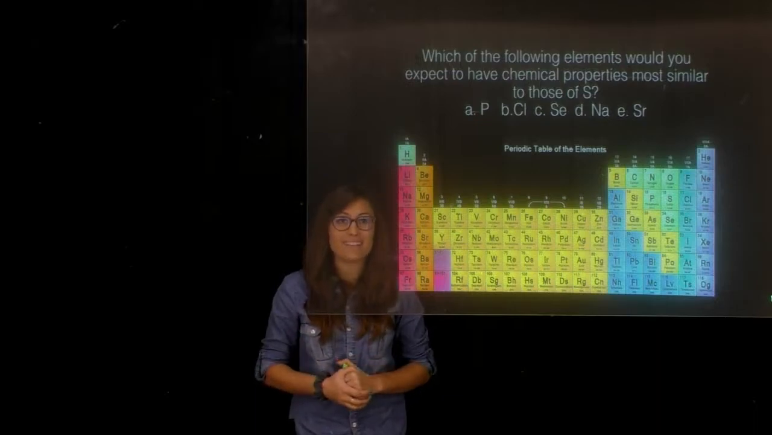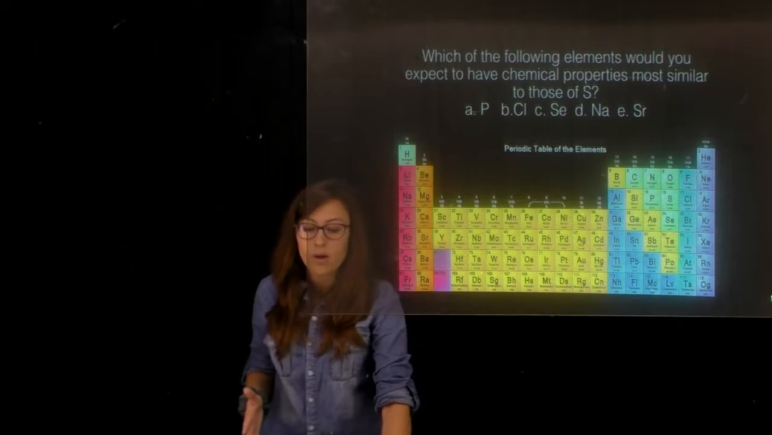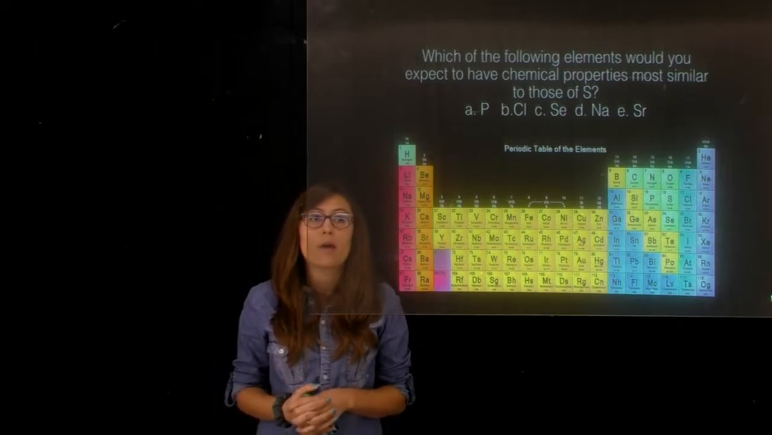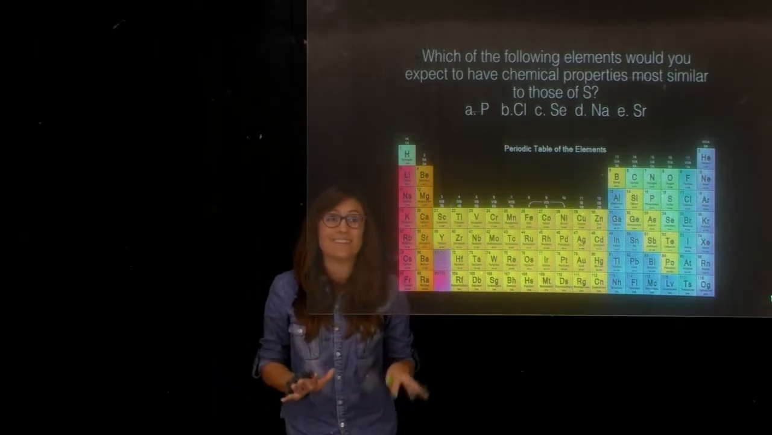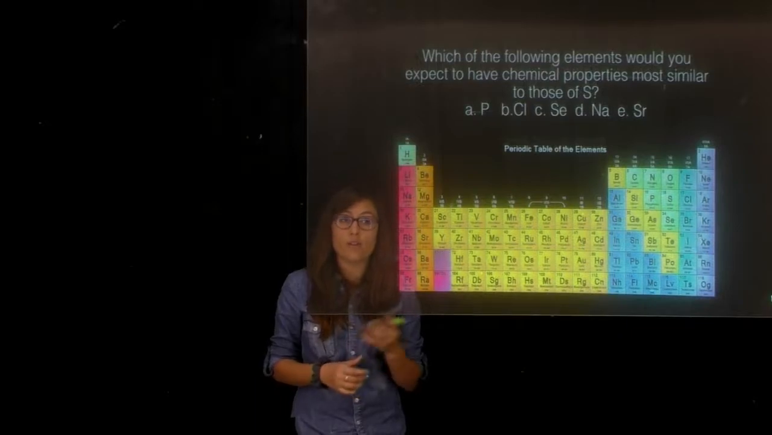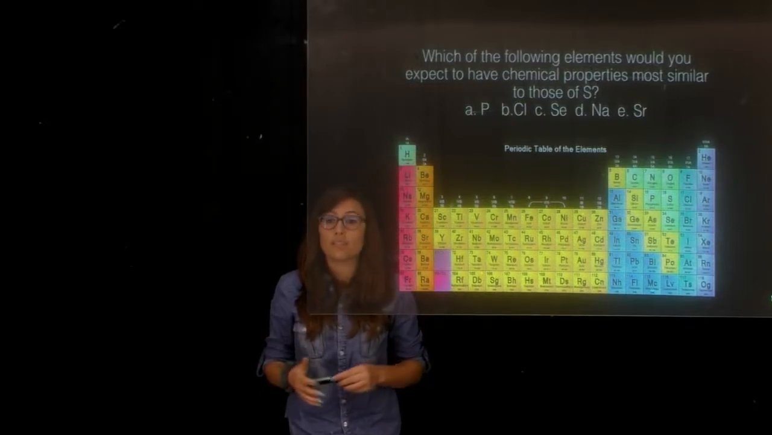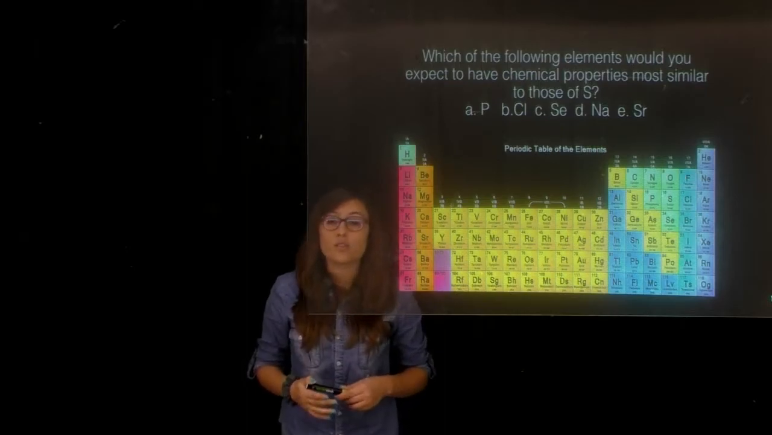The following question asks us, which of the following elements would you expect to have chemical properties most similar to those of sulfur? So when we answer this type of question, we want to make sure that we're understanding what it's asking us. We're looking at the following elements that they provide us, so the following 5, and we're going to determine which one's most similar with chemical reactivity to those of sulfur.